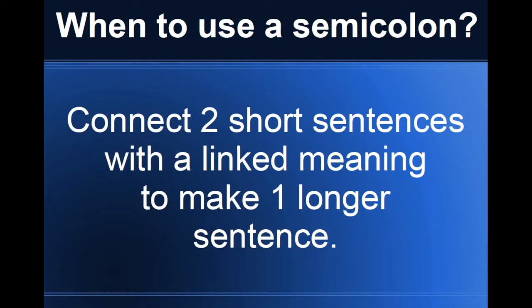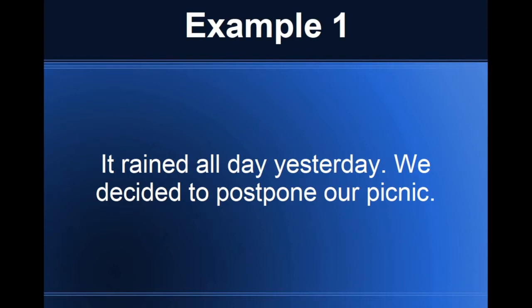Now, you use them to link 2 kind of shorter sentences which have a linked meaning in order to make one longer, more impressive looking sentence. And it's actually very, very easy to do. Example 1. It rained all day yesterday. We decided to postpone our picnic. That's really straightforward. So those are definitely 2 complete sentences. They make perfect sense grammatically.